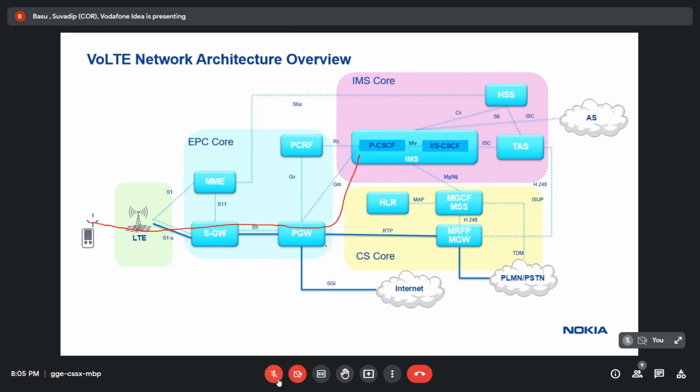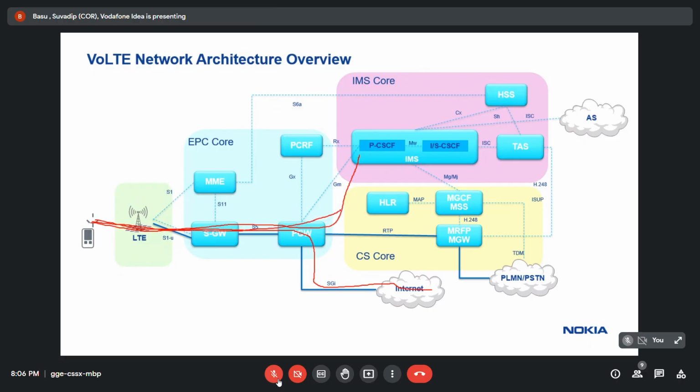Now, if you look at this solid line here, which we call the SGi interface, this is again a user interface from where the data traffic goes to the internet. So whatever browsing you are doing from your mobile handset, it follows a path like this in the 4G scenario. It will follow this path and move to the internet. If it is voice traffic or VoLTE traffic, it will move through this path.